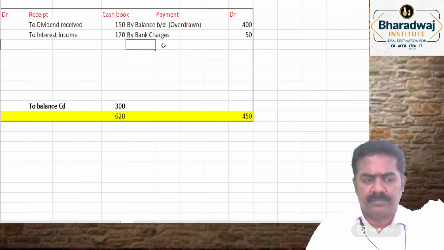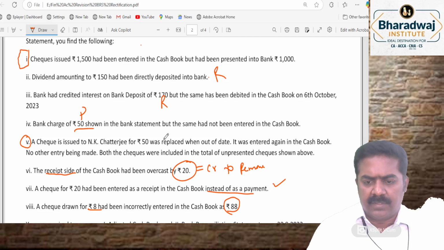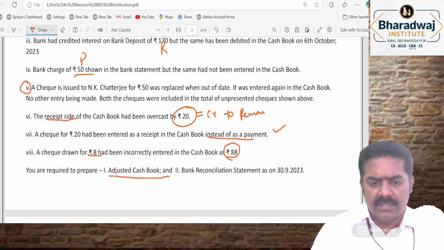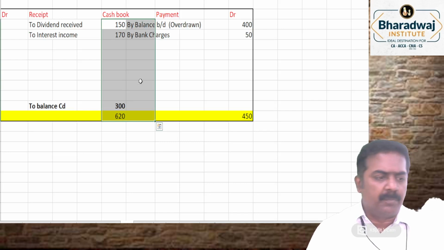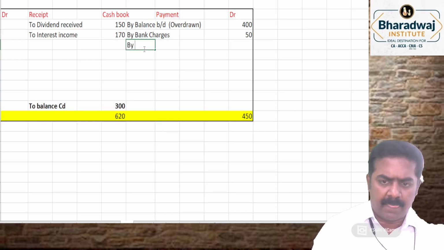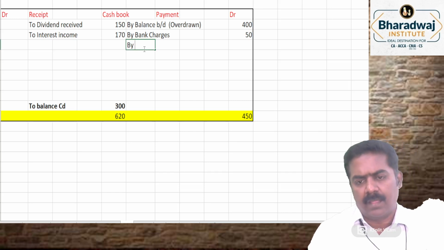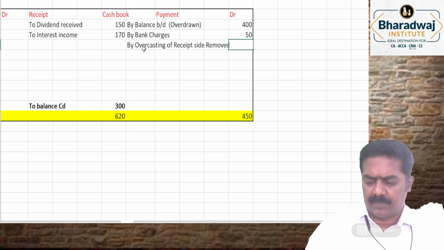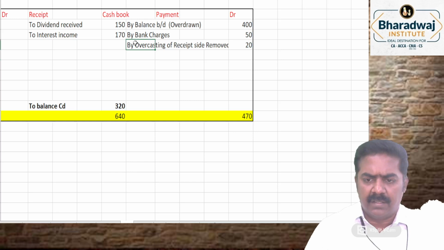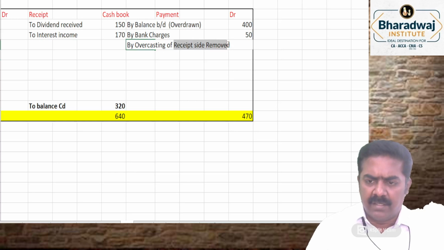Then this check replacement is not a transaction, leave it. Receipt side of the cash book is overcast. In the receipt side, we have put more. So how to remove this? Overcasting of receipt side removed or rectified. How much? 20. Overcasting of receipt side removed on the credit side.